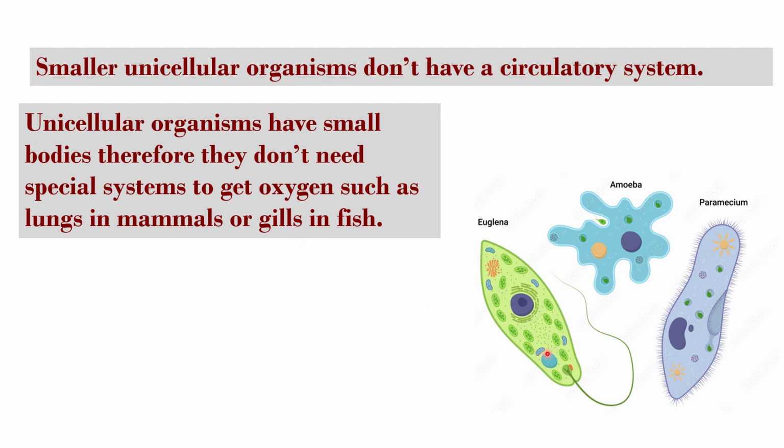But with unicellular organisms, they have a small body. They are smaller than a dot, therefore, they don't need a specialized organ or system in order to get the oxygen. How do they get the oxygen?